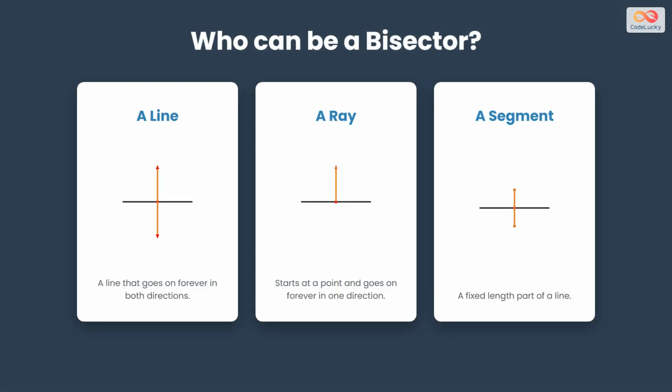What can be a bisector? Almost anything in geometry. It can be a line that goes on forever, a ray that starts at one point, or even another line segment. As long as they pass through the correct spot, they can all act as bisectors.